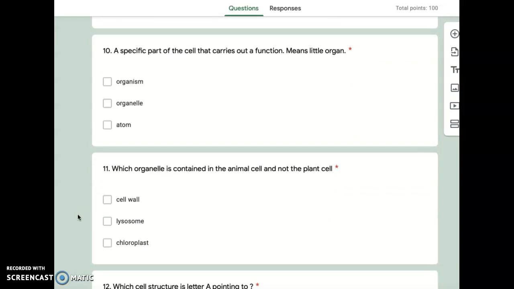Number 10. A specific part of the cell that carries out a function means little organ, organism, organelle, or atom.